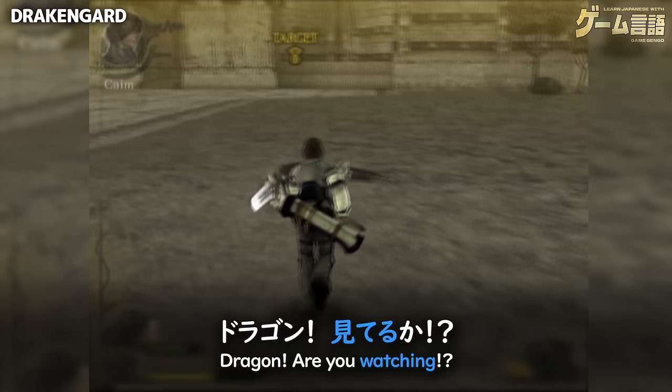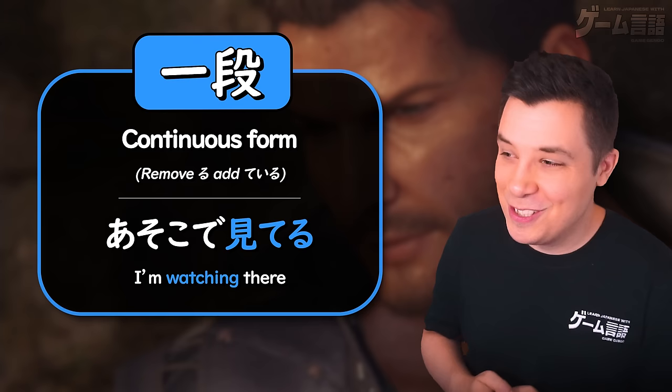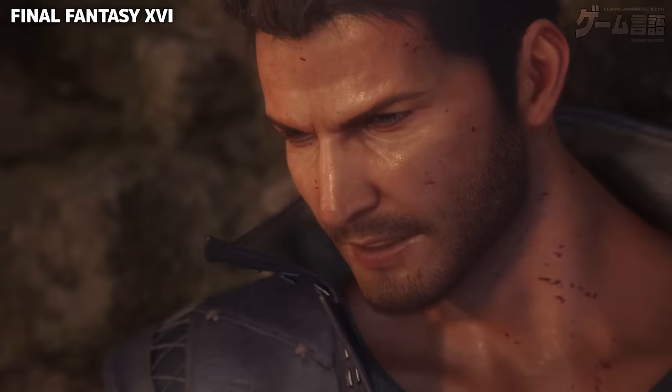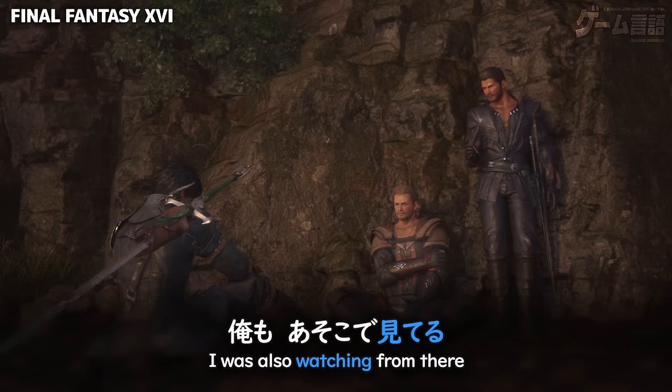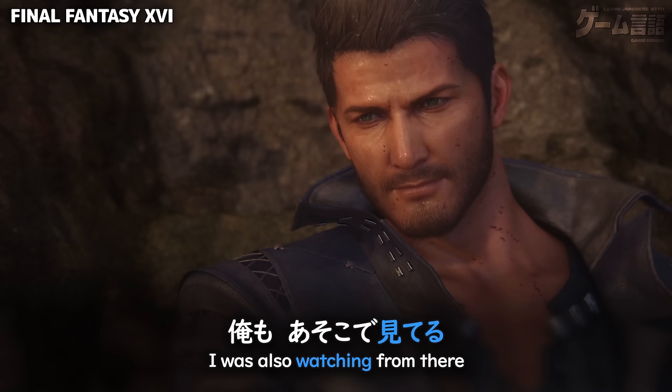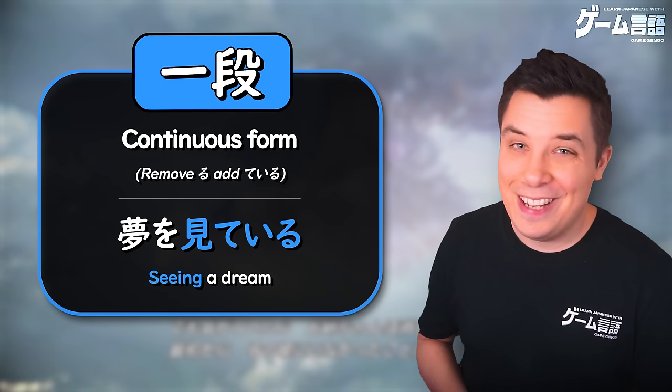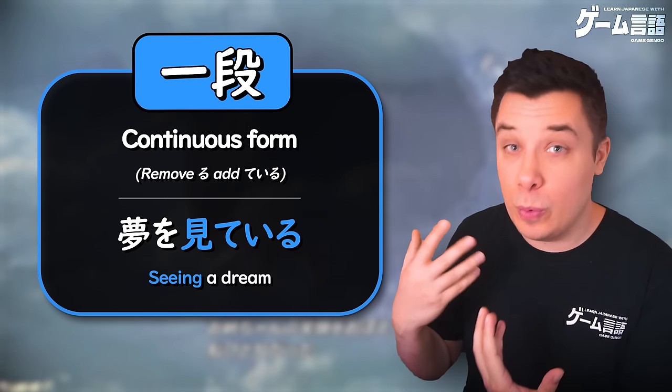Dragon! 見てるか？ So like we can see here in Dragon Guard, the 見ている turns into 見てる. 俺もあそこで見てる。やつはいたんだよ、クライブ。 And so just know it holds the exact same meaning, just one of them is a little bit more formal and the other one is a little bit more colloquial, casual spoken. It's just contracted speech. 見ている and 見てる, same thing.